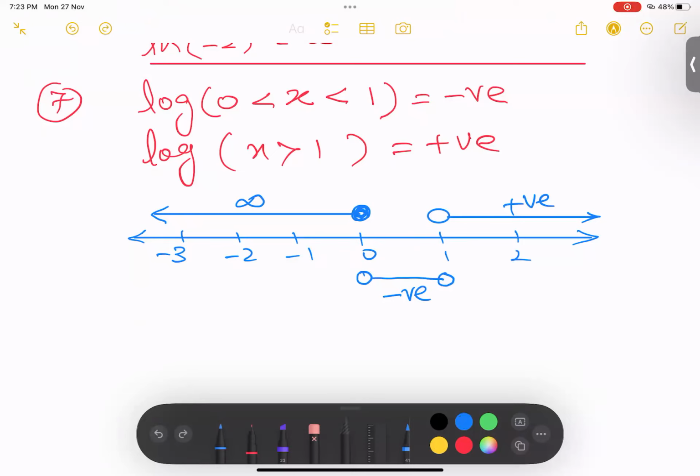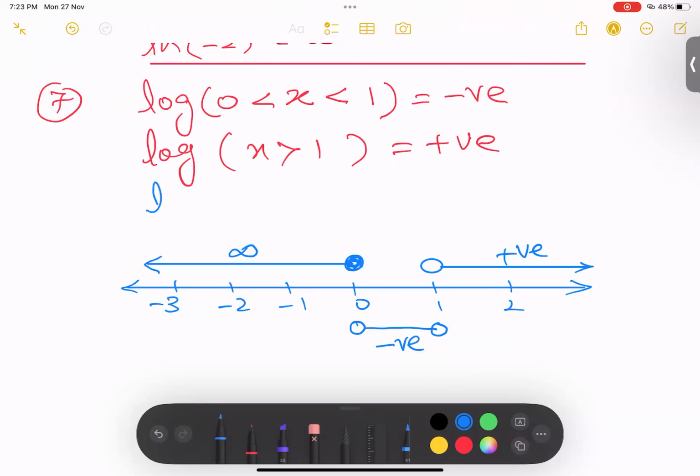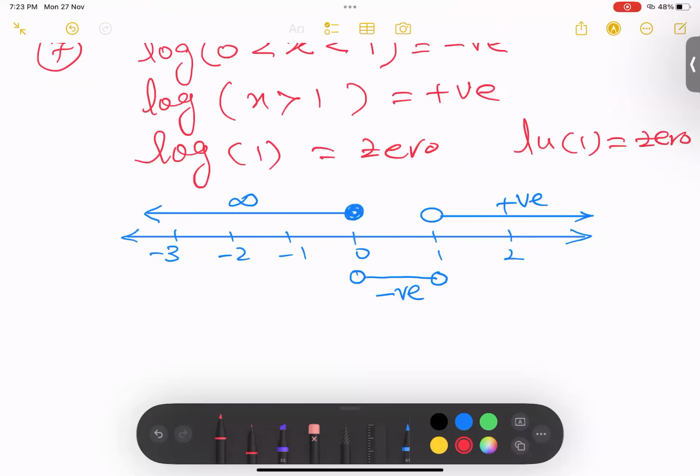Hold on, better to drag this down, and I add one more property. That property is that whenever we have a logarithm of 1, it gives you sharp 0. Even ln of 1 will give you 0. So make sure, it's a very important property. Hold on, I just take some numbers now.